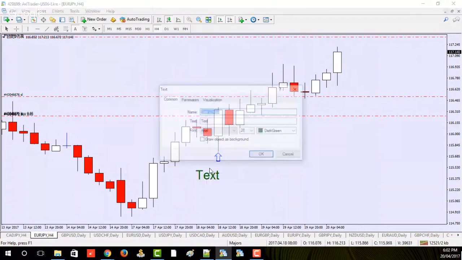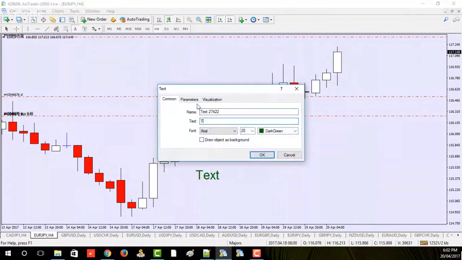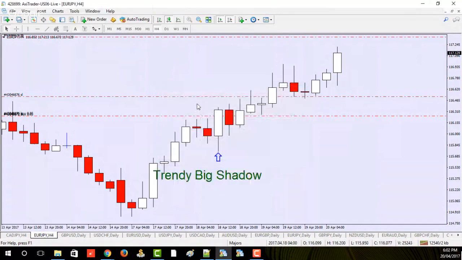Trendy big shadow. Big shadow is a special case of the engulfing candle. We talked about engulfing candles actually in the last webinar. So go back, have a look at the most recent webinar before this one that was posted, where we talk about engulfing candles versus big shadows and stuff like that. So you have that in the archives.